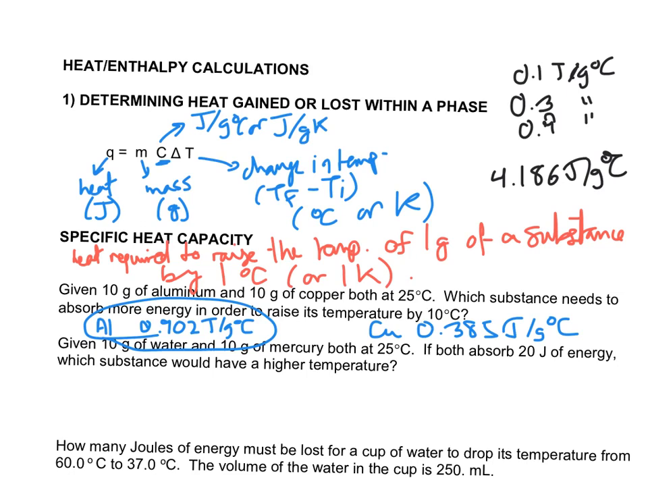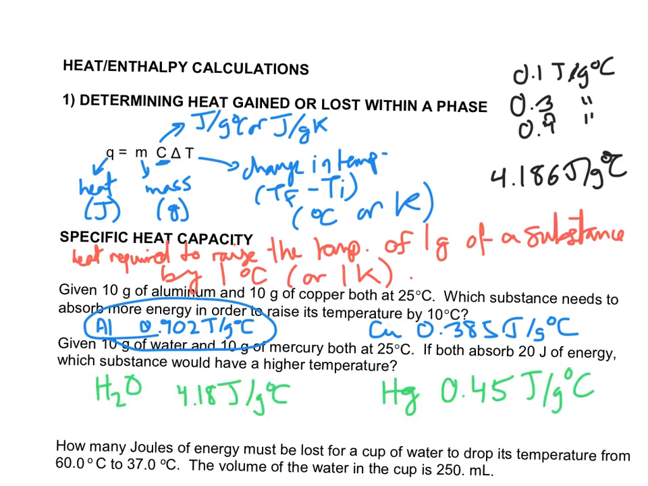So let's look up the specific heat capacities for water and for mercury. I looked them up. Water is 4.18 joules per gram Celsius. Mercury is 0.45 joules per gram Celsius. To be honest with you, we didn't really need to look them up, because you know mercury is a metal, so it's going to be lower than water. But anyway, water's about almost 10 times as much as mercury.